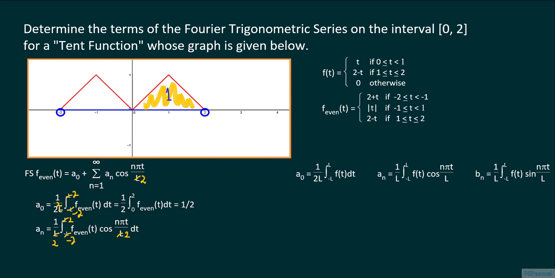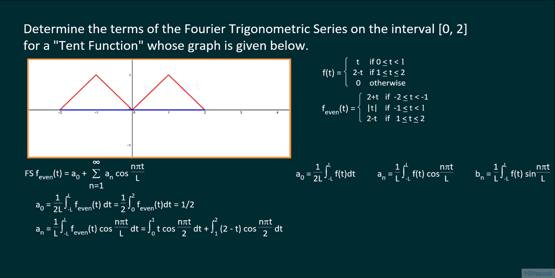We utilize the evenness of f sub even and the cosine functions for a sub n. The product of f sub even with each cosine function is an even function. Therefore, integrating only from 0 to 2, a sub n should be the integral from 0 to 1 of t times cosine n pi t over 2, plus the integral from 1 to 2 of 2 minus t times cosine n pi t over 2. We have two integrals for the formulation of a sub n because f sub even is a piecewise function.